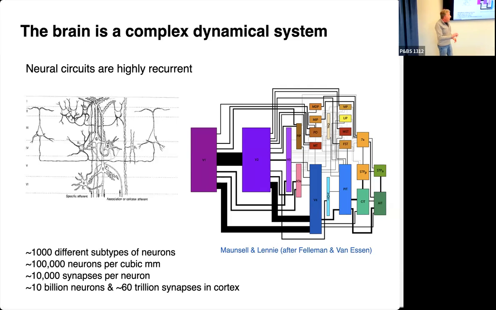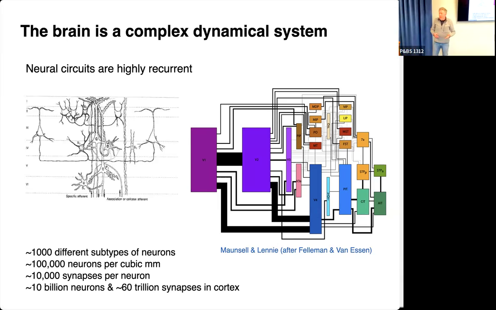And then if you zoom in and look at the circuitry within any one of these brain areas, there are lots of different cell types that are interconnected in particular circuit motifs, and recurrence is the theme. There's strong recurrent interactions between them. Lots of different types of neurons, lots of synapses. So it's complicated, but it's also, in the mathematical sense, a complex dynamic system with recurrence and feedback.